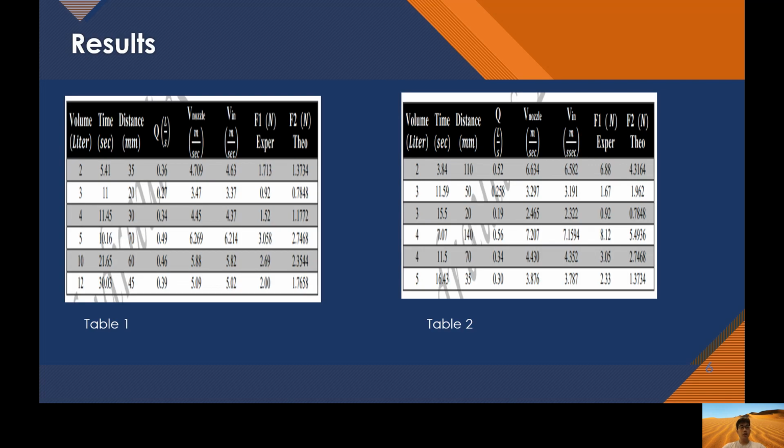Over here we have the results from the experiment. Table 1 shows the results for the flat plate and Table 2 shows the results for the hemispherical cup. F1 and F2 were calculated from the experiment for both tables.